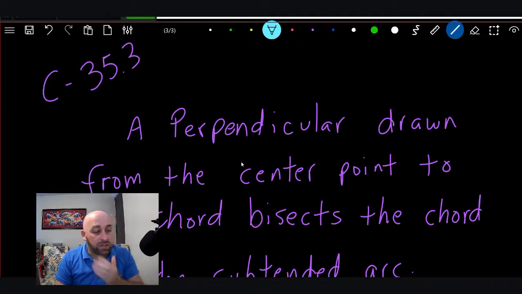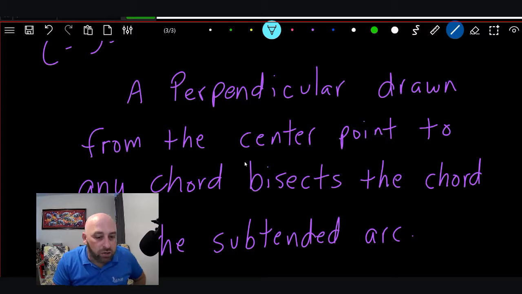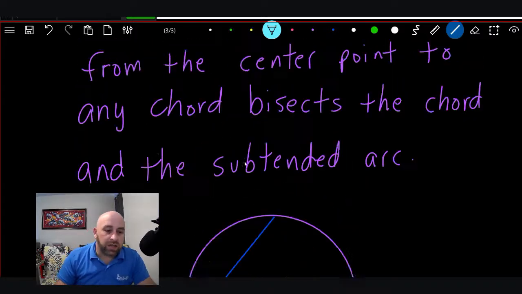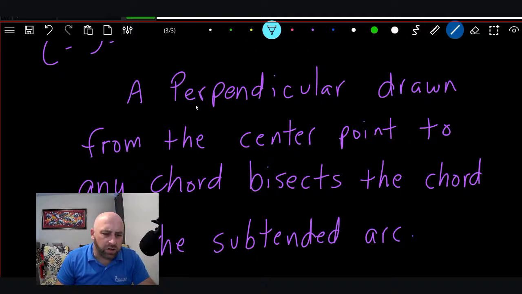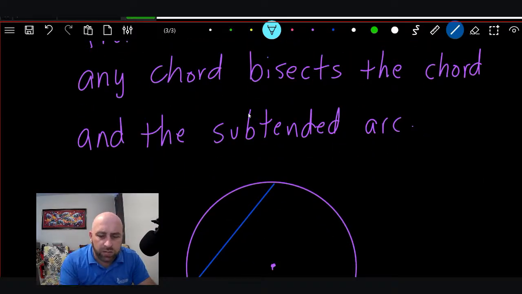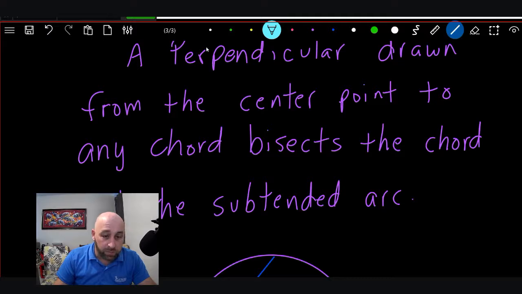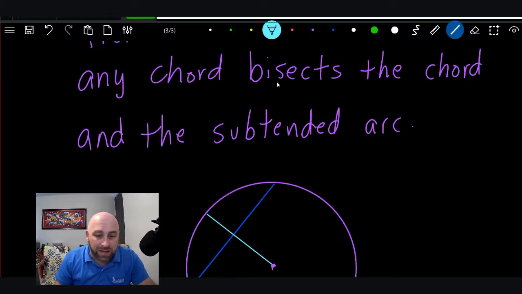The last one for today's lesson is corollary 35.3, and it says a perpendicular drawn from the center point to any chord bisects the chord and the subtended arc. So let's do what it says. A perpendicular drawn from the center point. So let's go from the center point right here to the chord. Notice if we do that, and if it's perpendicular, notice what happens. We drew the perpendicular from the center point to any chord. Notice it says it bisects the chord.